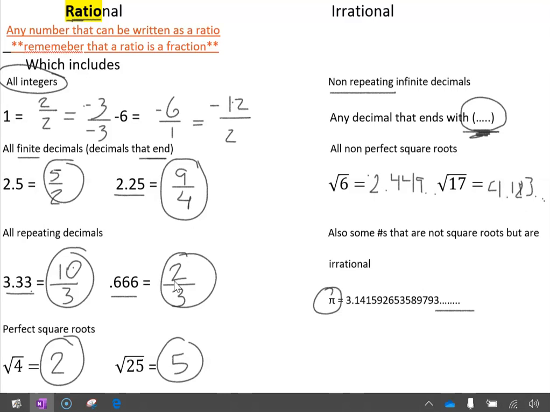Okay, so again, irrational ends in dot, dot, dot. Non-perfect square roots and pi. Rational, all whole numbers or integers. Decimals that end, decimals that repeat, and perfect square roots. That is the difference between rational and irrational.